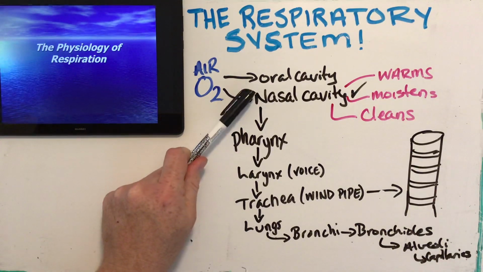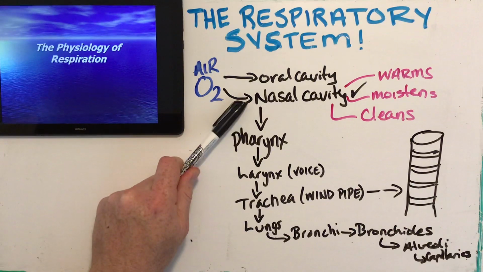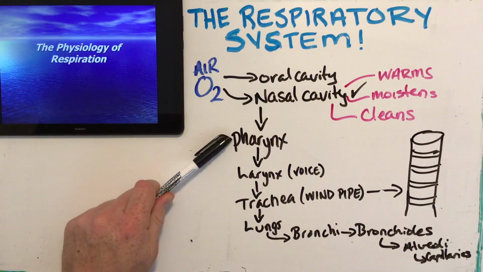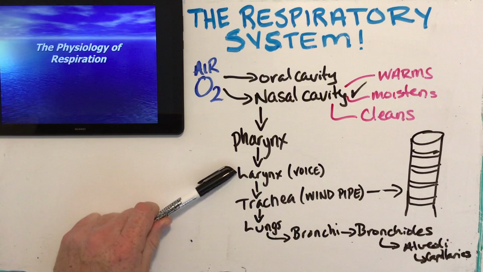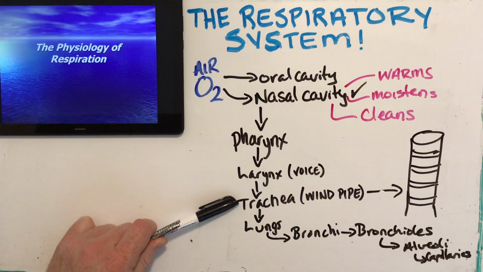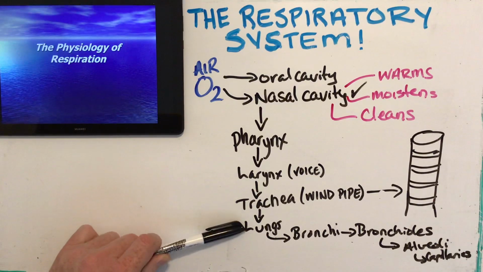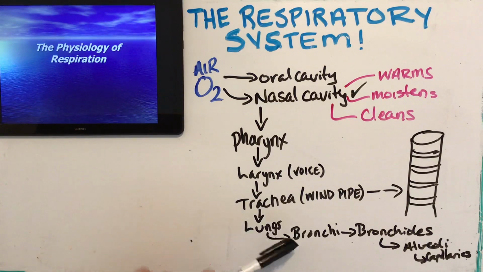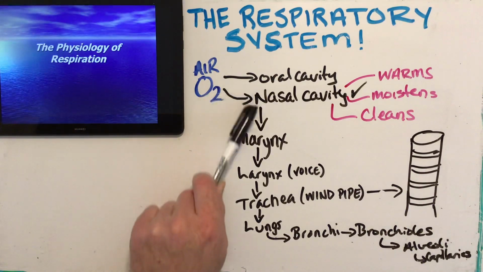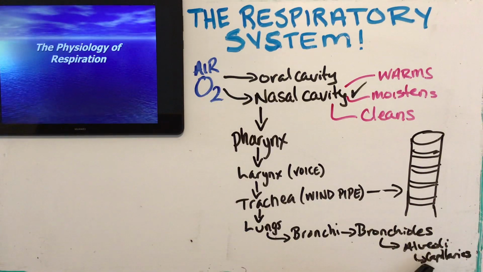Air enters at the mouth or nose, goes to the pharynx, past the larynx, into the trachea, the tube that extends down into the lungs. At the base of the trachea, there's the two bronchi. They branch out and get smaller and become bronchioles. And at the end of the bronchioles are the alveoli, and they're surrounded by capillaries. If oxygen travels through this chain, it'll end up in the blood, which is the job of the respiratory system.